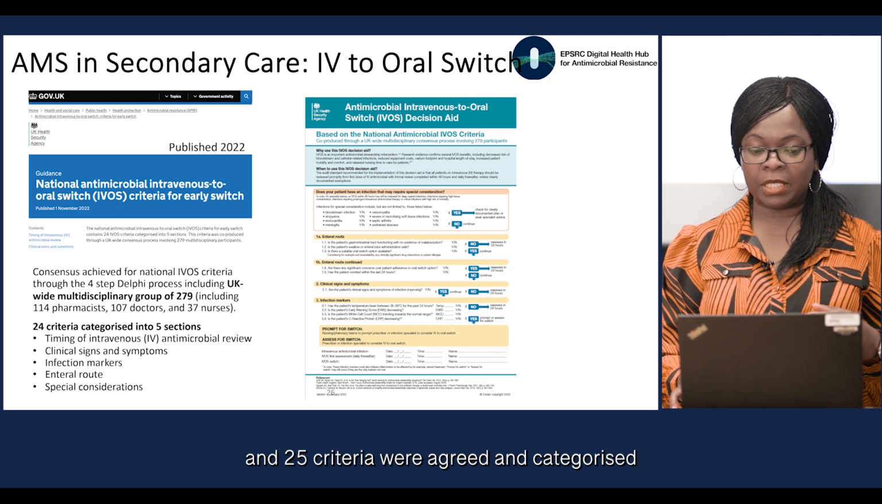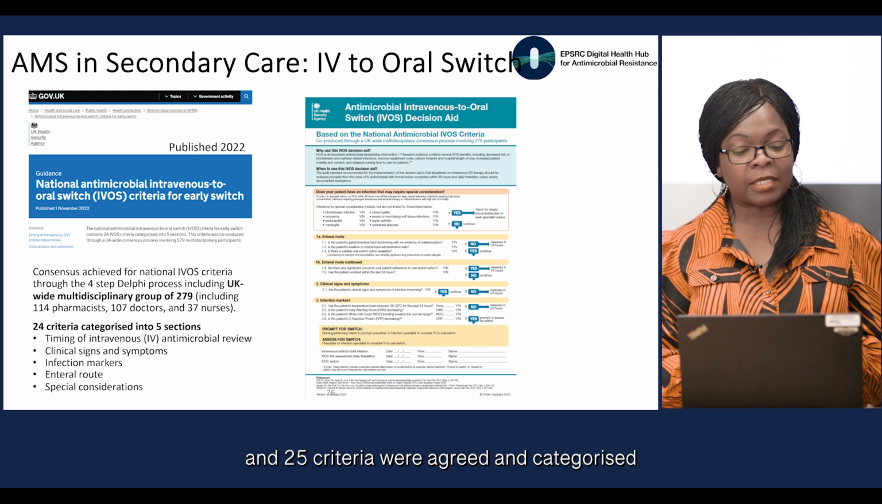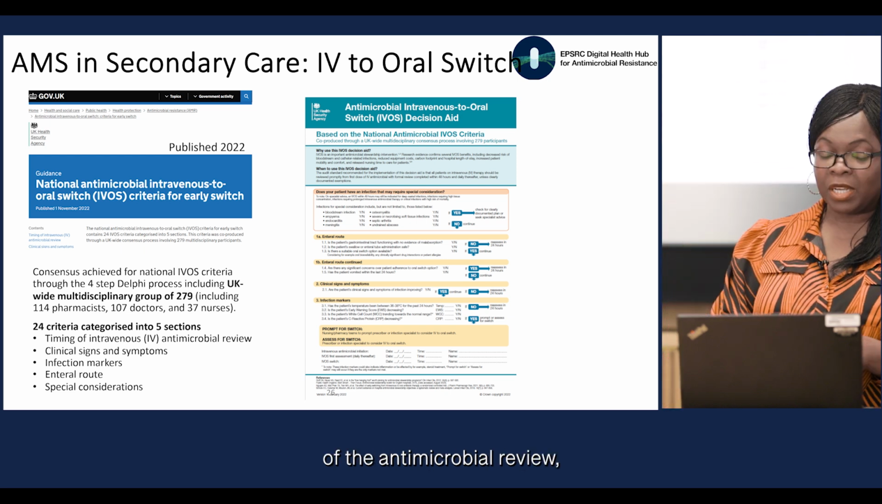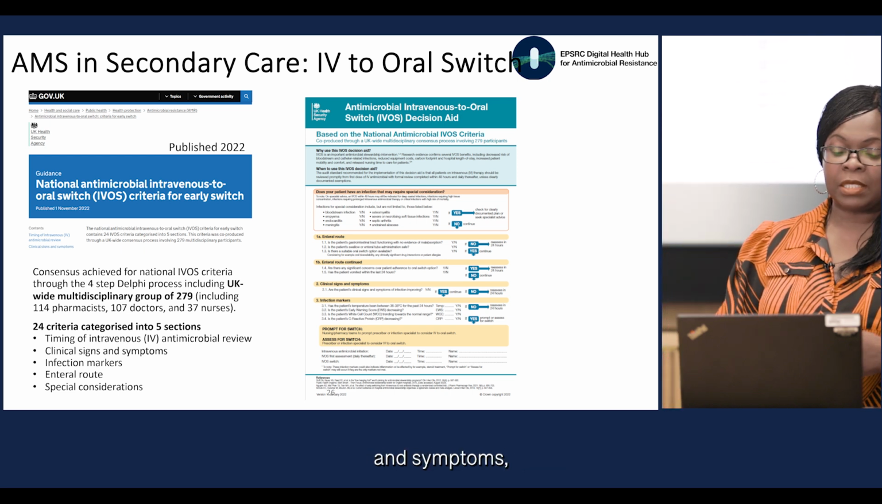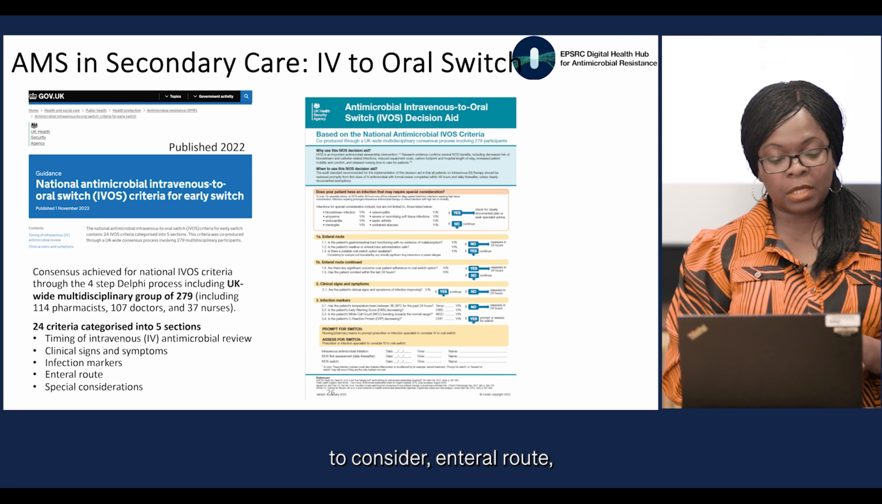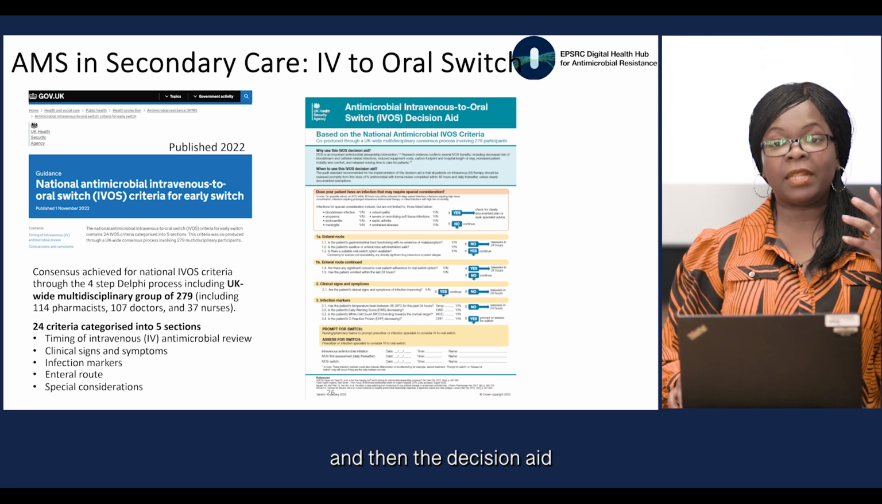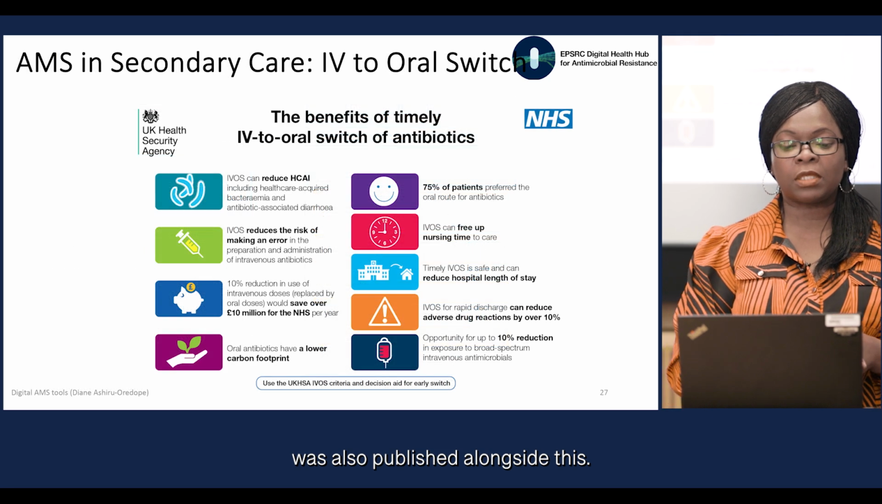And 25 criteria were agreed and categorized into 5 sections, including the timing of the antimicrobial review, the clinical signs and symptoms, infection markers to consider, enteral route, and then special considerations. And then a decision aid was also published alongside this.